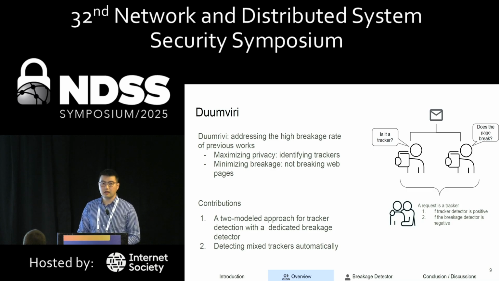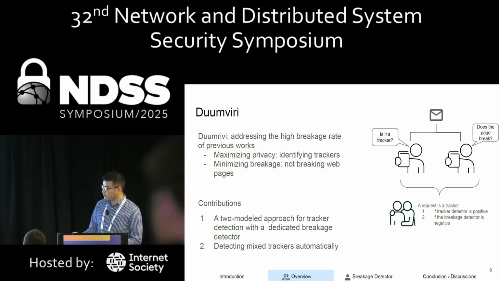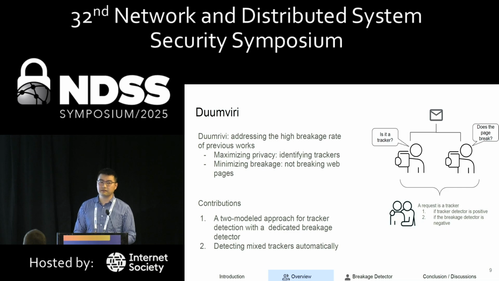Now, in Duumviri, a request is a tracker if the tracker detector is positive, indicating that it is a tracker, and the breakage detector is negative, indicating that blocking it does not break the page. Well, there might be cases where both detectors are positive, indicating that blocking it breaks the page. This can happen due to mixed trackers. But due to the time constraint of this talk, we won't be exploring it. It is explained in detail in the paper.